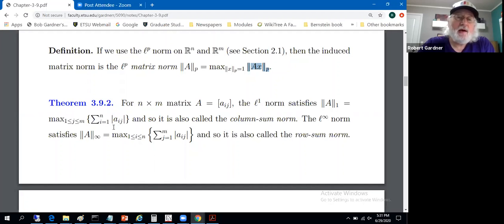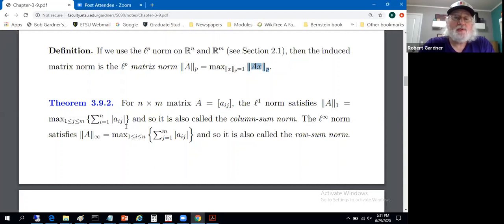So we're getting a sum of absolute values, an L1 norm of the jth column of matrix A. And then we're taking the biggest one of those. I can say biggest, I can say maximum, because there's only m of them, so there's a finite number, so there's a biggest. All right, so the L1 norm is defined to be this.